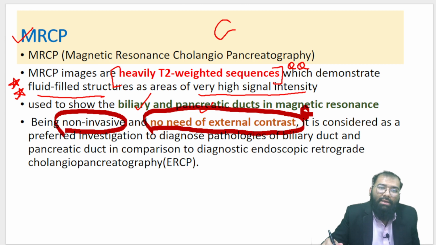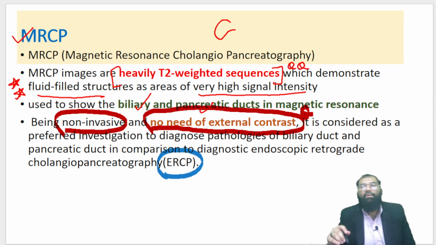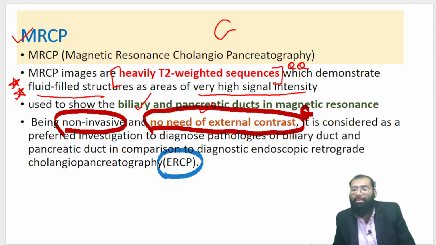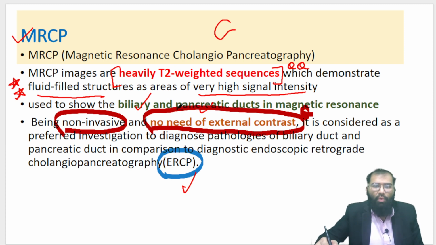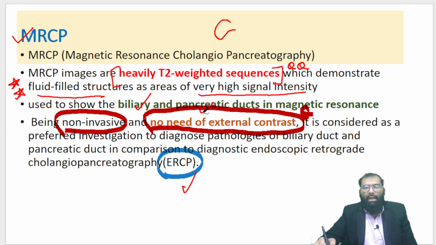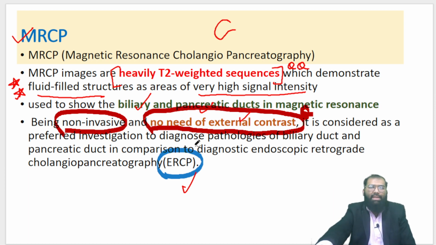Because there is another technique of imaging which is called ERCP. Now ERCP is endoscopic retrograde cholangiopancreatography. As the name suggests, it's endoscopic. So we'll have to put an endoscope via oral route in order to do ERCP, whereas in case of MRCP, no need of endoscope and no need of external contrast. But in case of ERCP, we have to put an endoscope, cannulate the area, then put contrast, and then the image is taken.